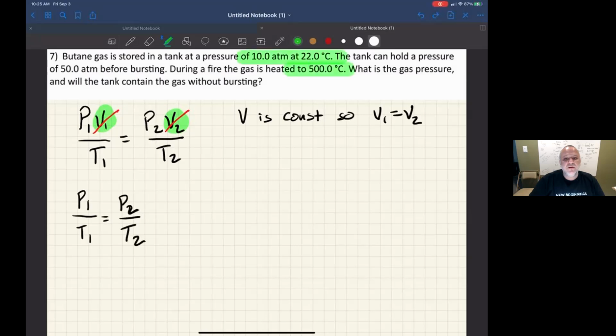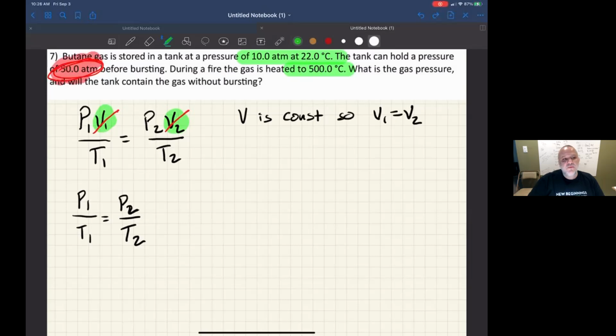Okay, let's take a look. I've got P1 and T1, and I've got T2. So 10 atmospheres, 22 degrees Celsius, 500 degrees Celsius. And I've got 50 ATM. That's not the second pressure, that's the threshold pressure. So we're trying to get the second pressure and we're going to compare it to 50 atmospheres. If it's less than 50 atmospheres, then we're good, the tank doesn't burst. If it's more, then we're not good, the tank does burst.